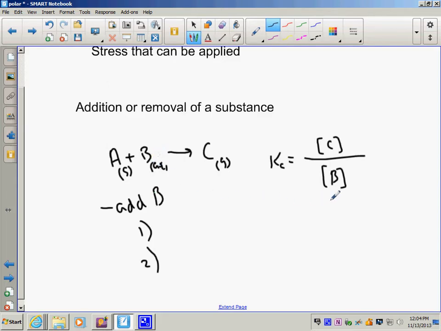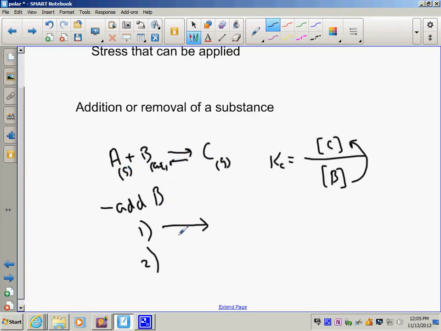Okay, now we have overloaded the bottom. We're now no longer at K, so we need to consume B and produce some C, and therefore our reaction will be shifting to the right to counteract the addition of B. That means we will be losing some of these and gaining some of these. Will we lose some A? Yes. As long as A is available to be lost, this will occur.